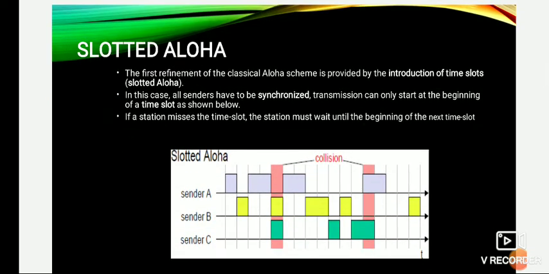Then slotted Aloha. The first refinement of the classical Aloha scheme is provided by the introduction of time slots, which we call slotted Aloha, since it is slotted on the basis of time. In this case, all the senders have to be synchronized. Transmission can only start at the beginning of the time slot as shown below. If the station misses the time slot, the station must wait until the beginning of the next time slot. So, that is slotted Aloha. It is split according to the basis of time.